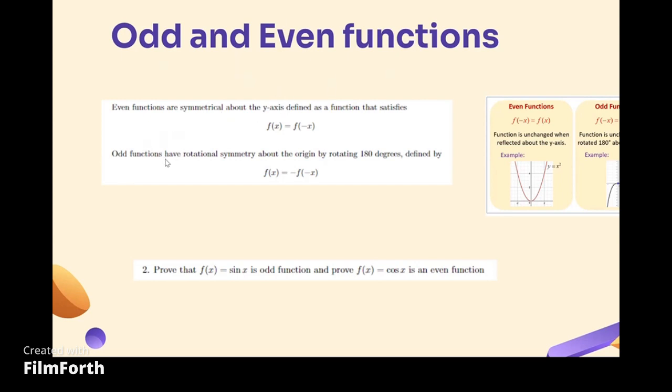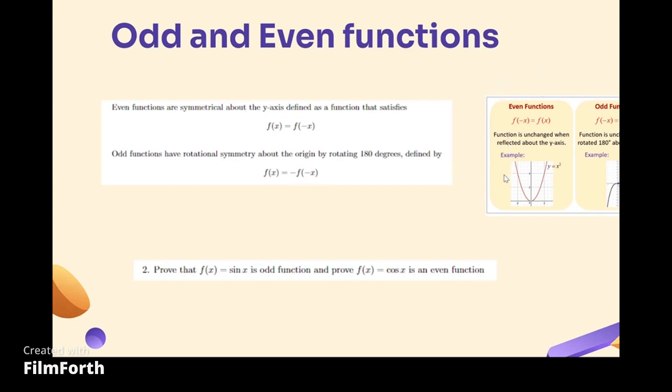And an odd function is basically a function that, if you graph it, has rotational symmetry about the origin. So if you rotate it 180 degrees around the origin, you get the same graph again. And algebraically, putting negative x inside your function gives the negative of putting x inside your function.